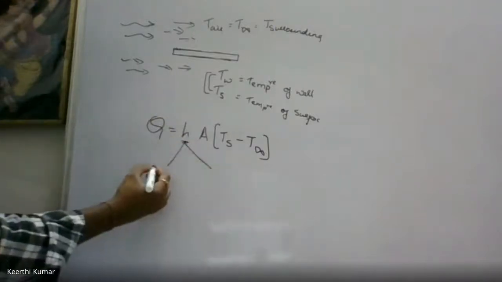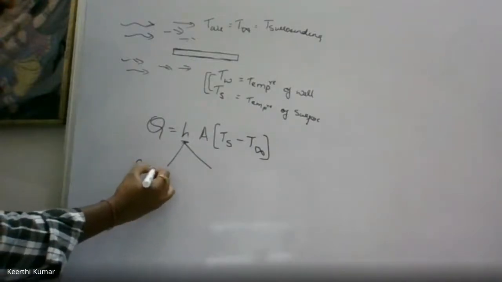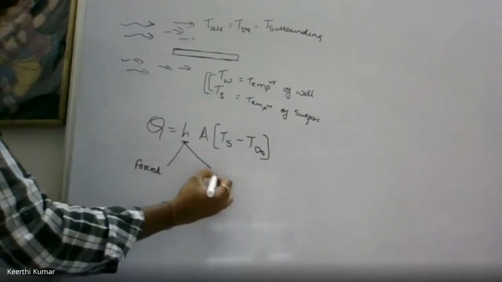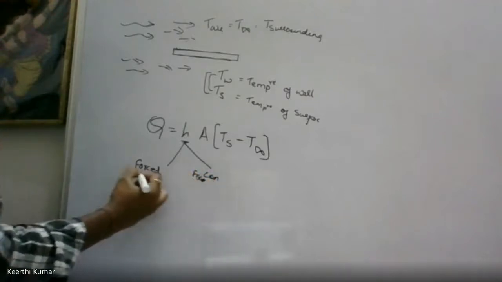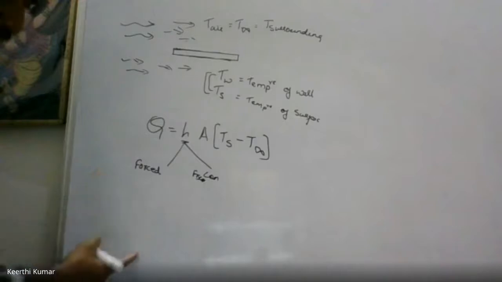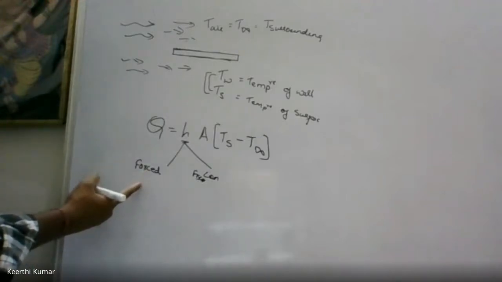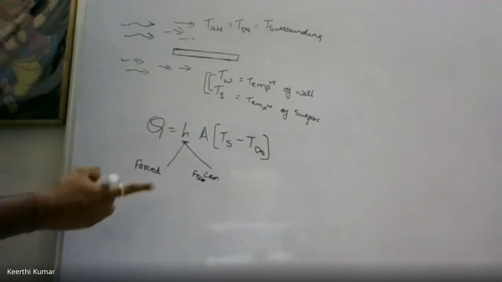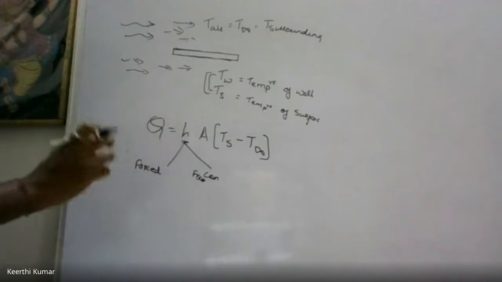Here, to find out h, for example, in forced convection, or natural convection, which I'll also call free convection, there is some procedure. What is the procedure here? We have to introduce three non-dimensional numbers. Out of the six, do you remember what non-dimensional numbers are written there? So among those, I will pick some to put here.